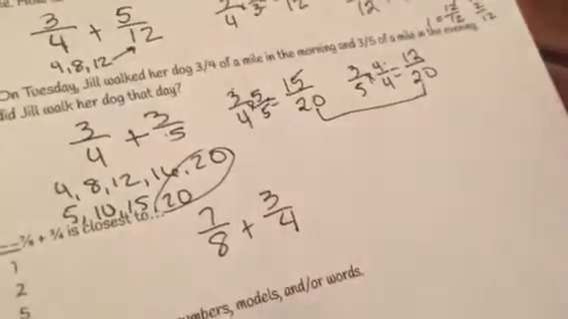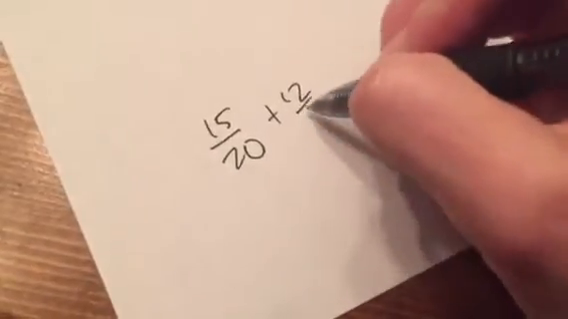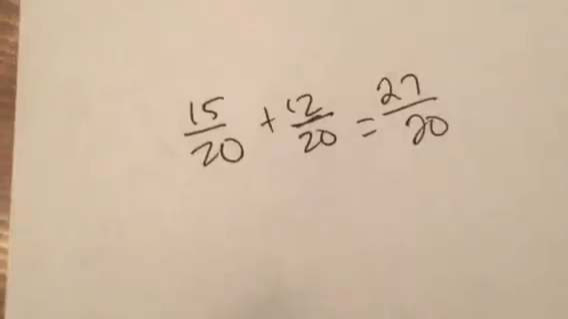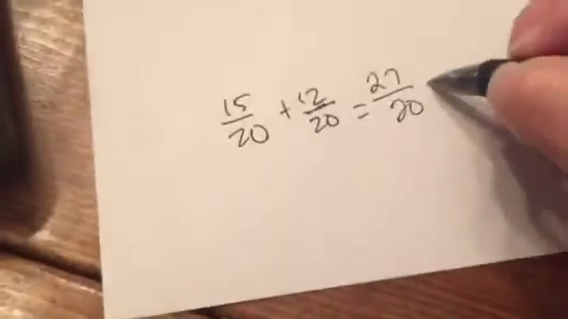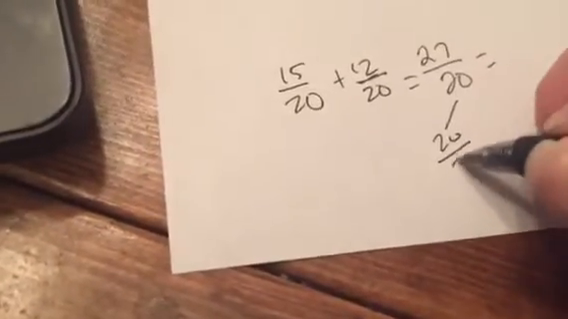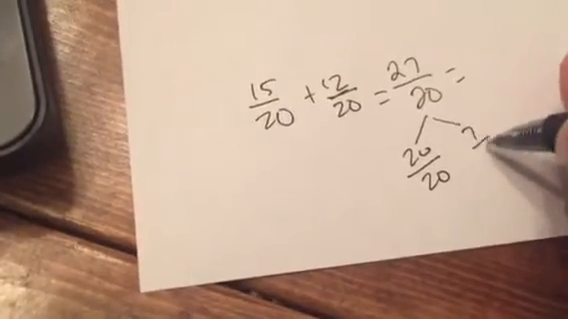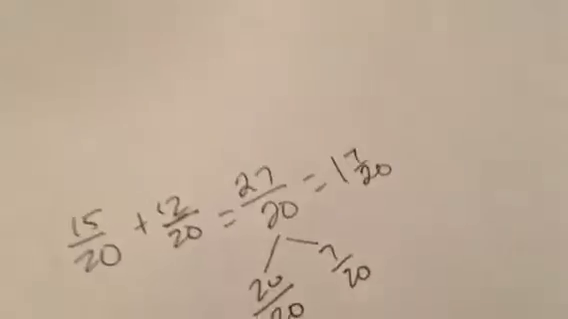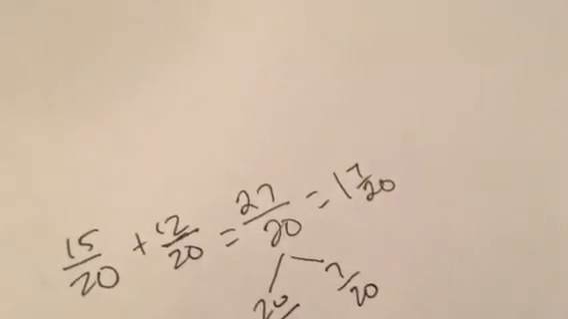I'm running out of room here. I'm going to go to a new sheet of paper. We've got 15/20 and 12/20 is what we left off with over there. When we add that together, we get 27/20. Again, we have an improper fraction. So 20/20 is a whole, which leaves 7/20 over here. So 1 and 7/20 is how far she walked her dog.